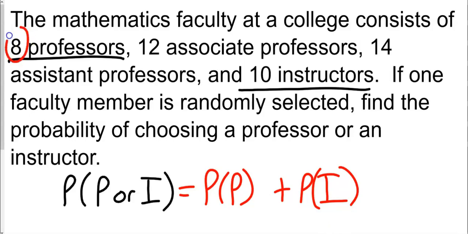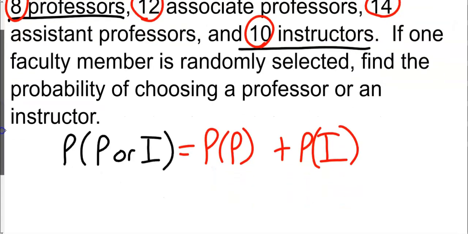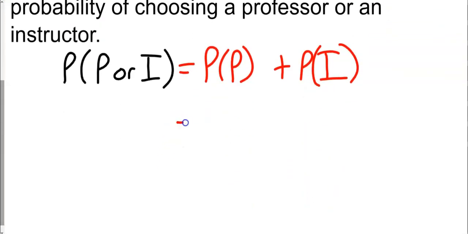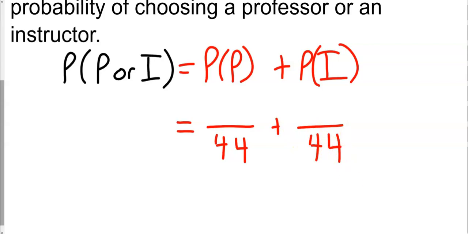Easy way to get the total? Add up all your numbers, because this is how many people we're dealing with in this department. Okay? So if I take 8 plus 12 plus 10 plus 14, you end up finding out that there are 44 faculty members in the mathematics department. So you already know that both of these have to be out of 44. So all we got to do is figure out their probabilities.